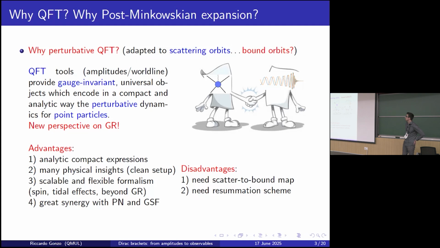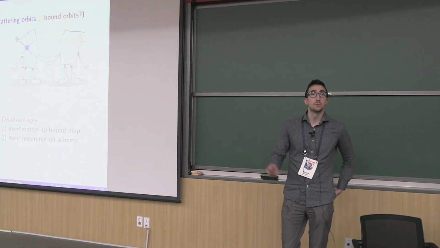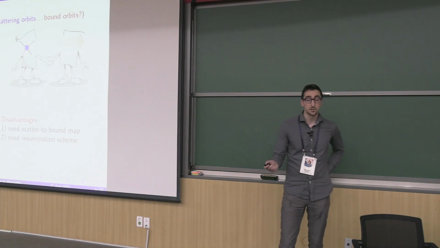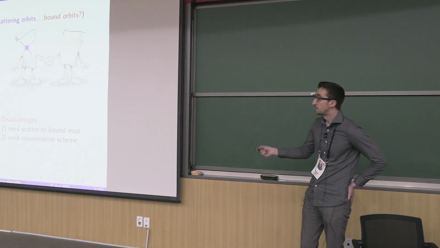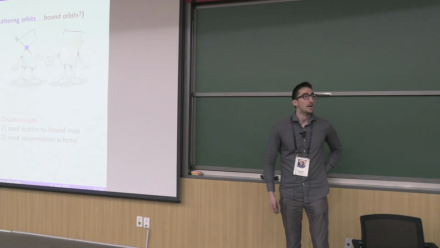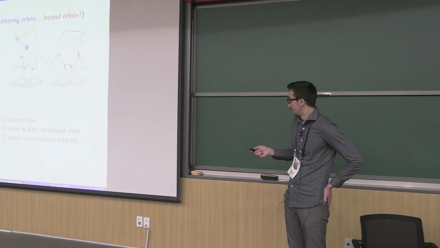There are some disadvantages. I'll mention some of them. One is the scattering to bound map. We need to go from hyperbolic orbits that are described by the S matrix to bound orbits. And also we need a resummation scheme. The current perturbative expansion is very bad. The post-Minkowskian expansion needs to be resummed. Otherwise, we cannot really go farther and apply this to the actual physical problem.